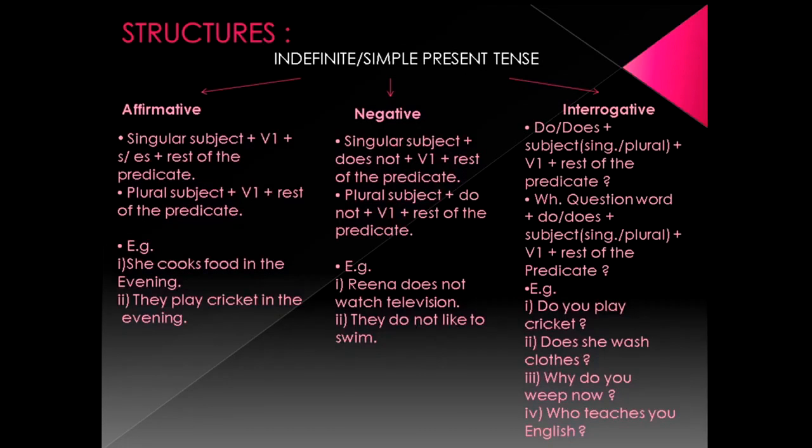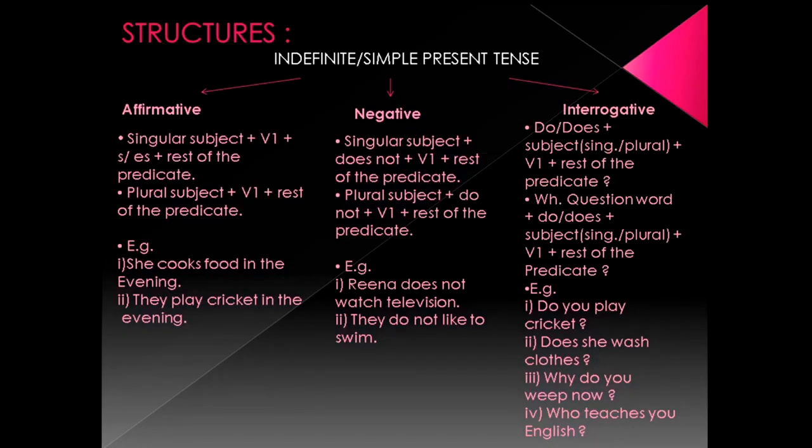Here Reena is a singular subject. It takes with it does not. Then the first form of the verb and finally the rest of the predicate. Reena does not. First form of the verb is watch and then television. So this is a negative sentence where simple present tense has been used.